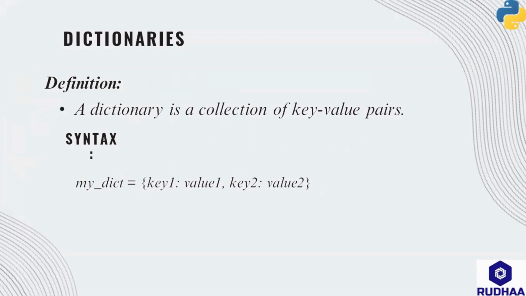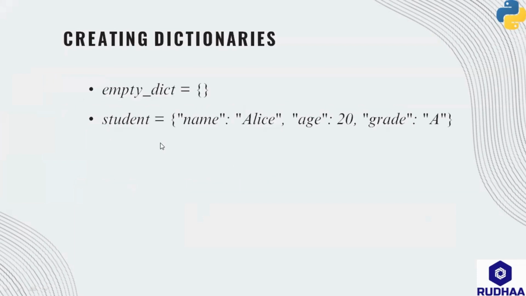So here the syntax is my dictionary, key 1, value 1, key 2, value 2. That means we can say color 1 orange, color 2 purple. So in this way we can understand. So every value should have a key for a dictionary. So creating a dictionary, an empty dictionary, and a student dictionary can be created like this. Name Alice, age 20, grade A. Similarly, for all the students, it can be created like this. So this Alice is stored in the key of name, 20 stored in the key of age, and A is stored in the key of grade.